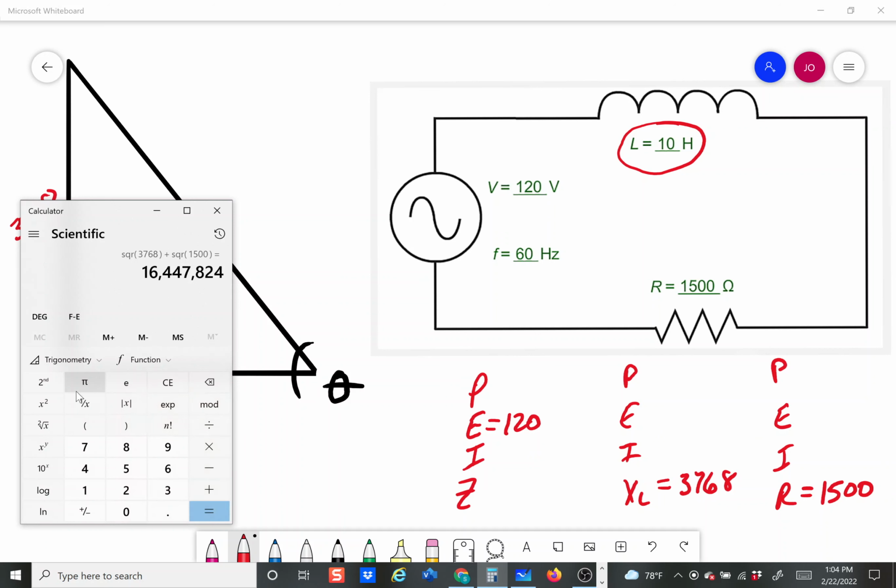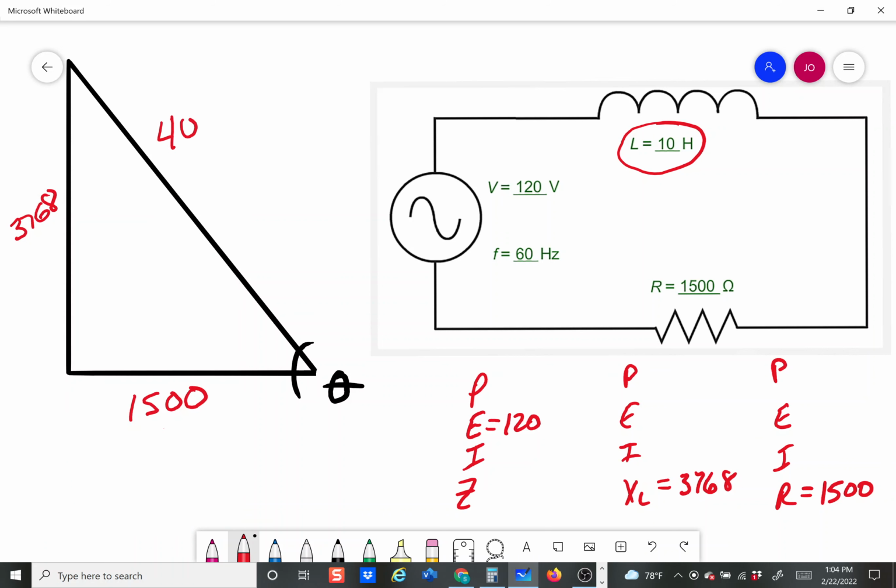That is c squared. So I want to find out what c is. I've got to take the square root of that, and I'm going to get an impedance of 4,000. Well, let's just call it 4,056, so we're not messing around with it. So 4,056 ohms. Actually, no, I'm going to write voltage in a different color.